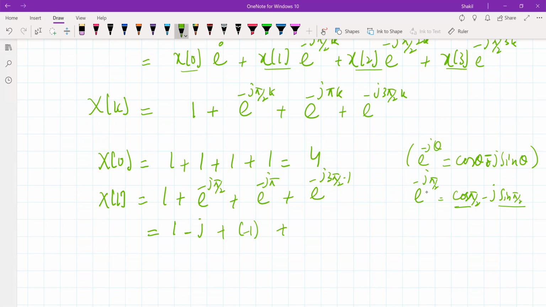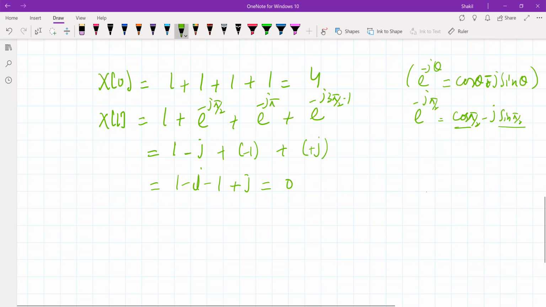This will be plus j, because sine 3 pi by 2 is minus 1, so this minus and minus will become plus. So this is 1 minus j minus 1 plus j. This is equal to 0. So x of 1 is 0. You can check it. Now put k equal to 2.